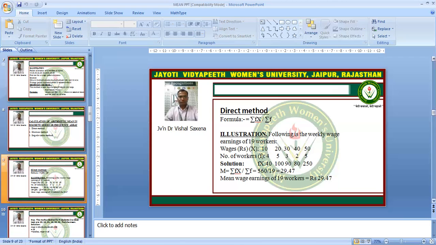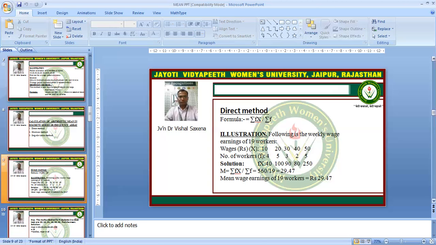To solve this question by the direct method, we have to make a table where the values of X are shown, and the number of workers F is also included, and as required in the formula, the term summation fx is needed. So we take a column of fx, where f is multiplied with the values of x.